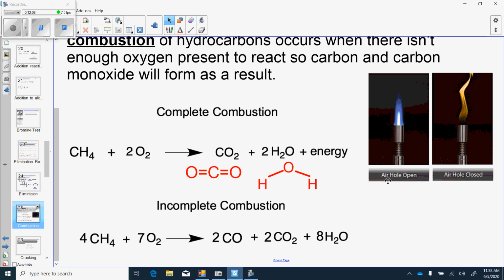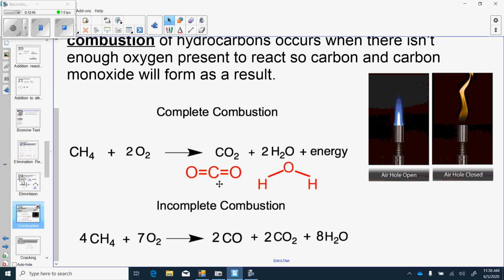A combustion reaction is always exothermic. Here's an example. If you're lighting your Bunsen burner, if you open your air hole enough, you are going to have a nice blue hot flame. This is complete combustion. If for some reason there's not enough oxygen via the air getting into the flame, then you have a very different flame. So this is complete combustion, this is incomplete combustion. We're not going to worry about the incomplete combustion. It gets a little more complicated. What we need to know is any type of hydrocarbon, an alkene, an alkyne, an alkane, it doesn't matter. Any type of hydrocarbon, if you add oxygen, you're always going to make these products.